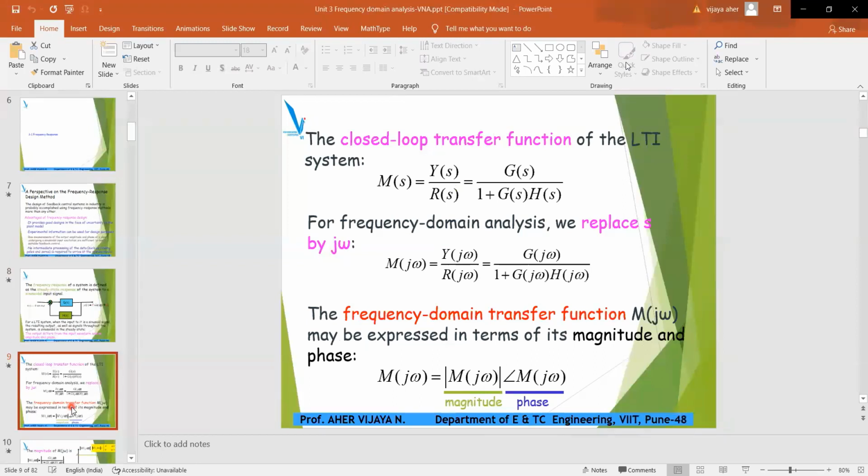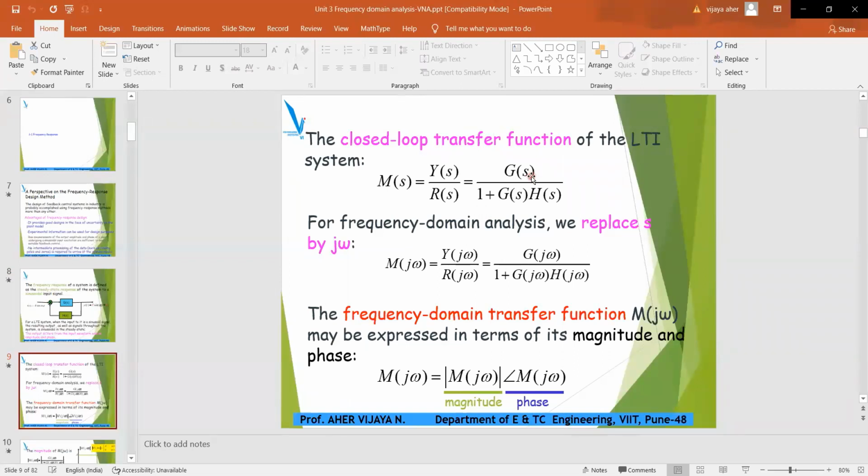The standard equation for the transfer function in case of a closed loop control system is G of S divided by 1 plus G of S into H of S. So this is the equation for the transfer function. You have studied it in time domain analysis, right? The same equation we are going to use here in frequency domain analysis. You just have to replace this S by J omega.